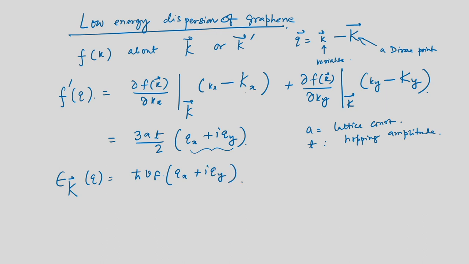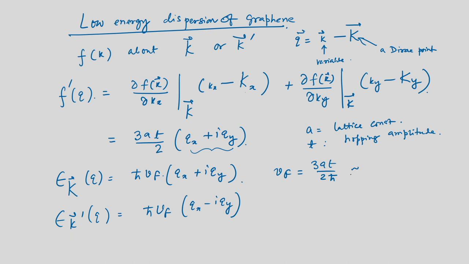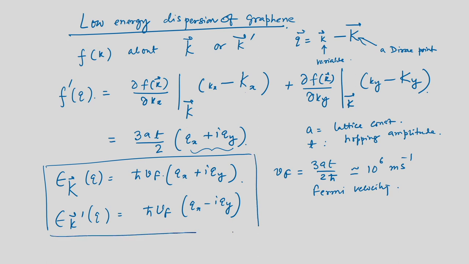Now if you repeat this for the other point, which is K prime, at q, this will give h cross v F times (q x minus i q y), where v F is nothing but 3 a t divided by 2 h cross, and this has a value which is like 10 to the power 6 meters per second, as opposed to 10 to the power 8 meters per second, etc., for the light. So this is called the Fermi velocity. Okay, this is very important. This gives the low energy dispersion of graphene.